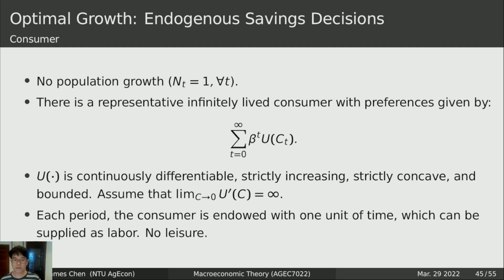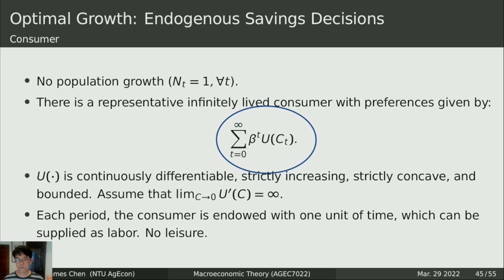So basically, the formula is like here. I discount every period's consumption, and in each period, that consumption is transformed into utility based on a utility function u. I live for infinitely many periods, so this summation is also over infinitely many rounds. And this u function, we assume it is continuously differentiable, strictly increasing, strictly concave, and bounded.